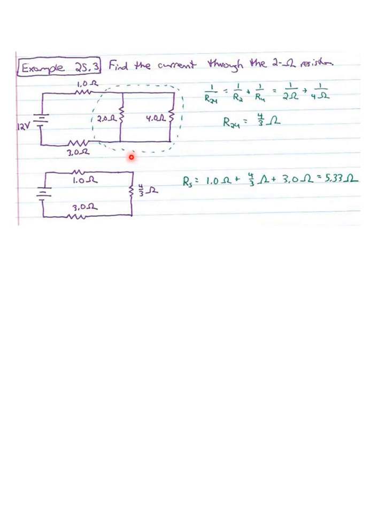Now we are imagining replacing those two resistors with a single resistor, and now we see these three are in series. 1 ohm, 4/3 ohms, and 3 ohms, so the total resistance of the entire circuit is 5.33 ohms.